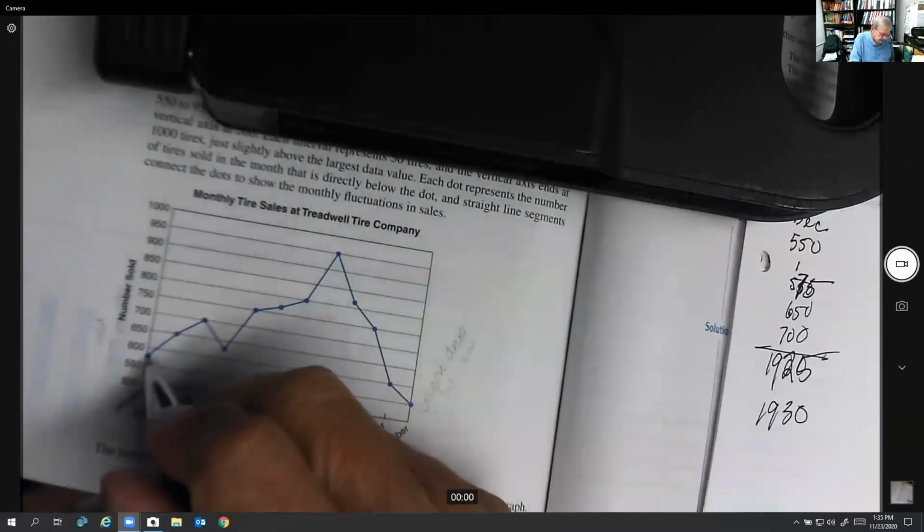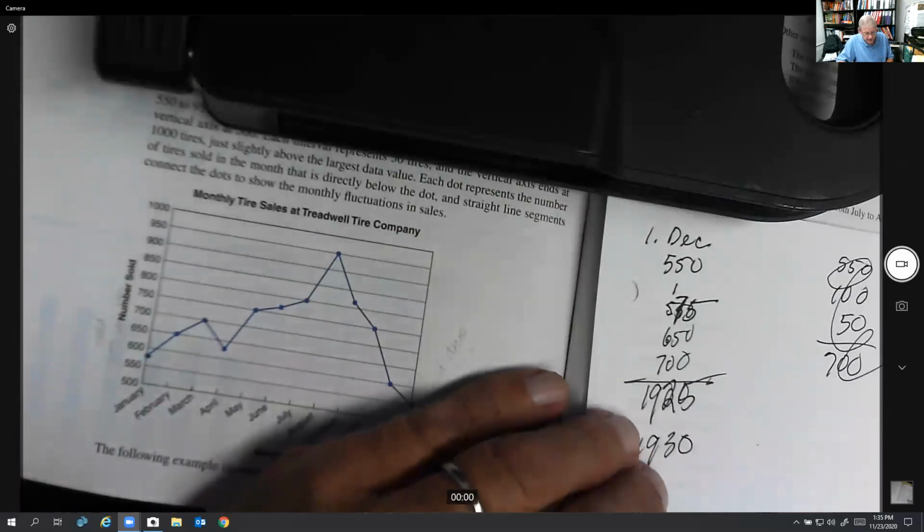They put 650, but I think it's... they said 580, and I said 575, 650, and 700. So I said 1925. The book says 1930. So again, it could be a little difference in the way they interpret. I thought this was closer, again, in the middle. So I put 575.